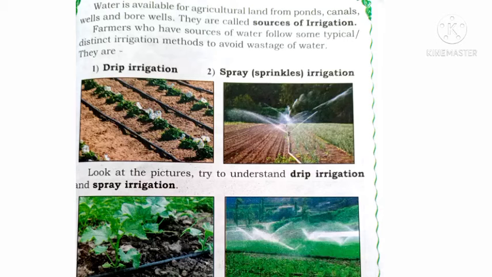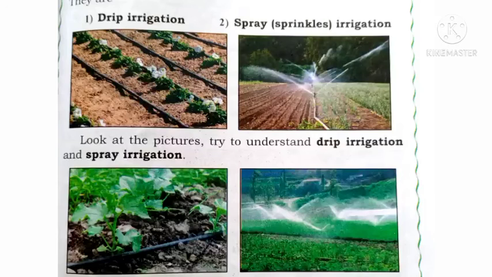In drip irrigation, water is supplied to the roots of the crops drop by drop. See the first picture, drip irrigation, zoomed in at the bottom of that picture. So in drip irrigation, water is supplied to the roots of the crops drop by drop. You may already know about this from your own farm.